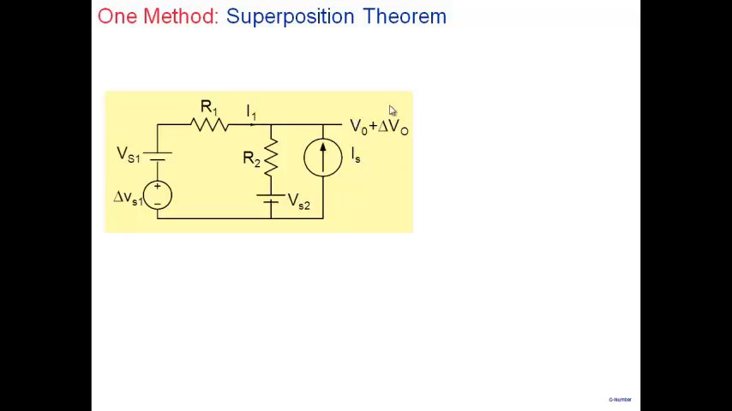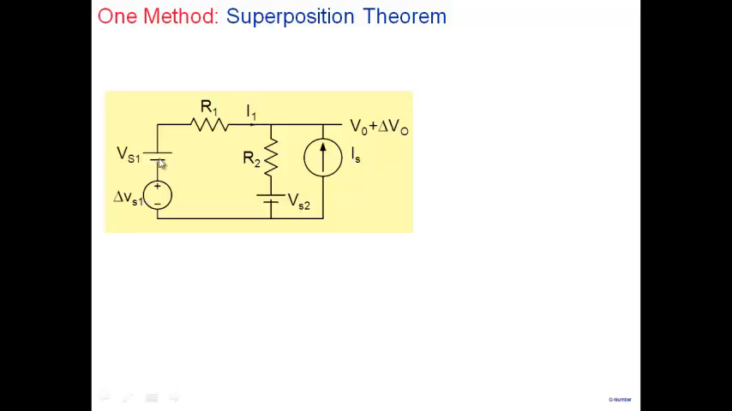I can use superposition to calculate the effect of delta V0 due to this delta Vs. And when I do that in superposition, I have to remove the other sources from my circuit. When I want to find out what is this delta V0 due to this source here, delta Vs1, I remove all other sources from my circuit here.